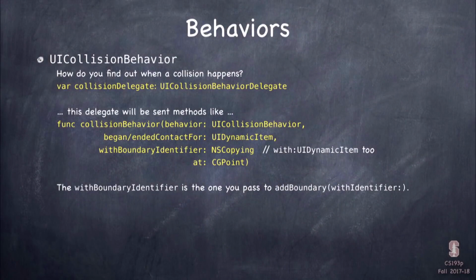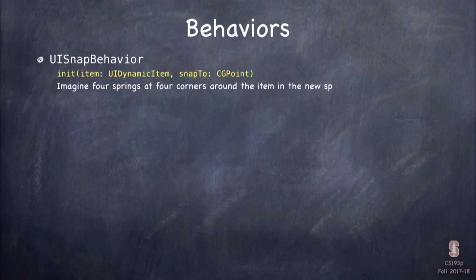So if you set something to be a collision delegate, you'll get methods like collision behavior began contact for some dynamic item with a boundary and an identifier with a name. By the way, notice the boundary identifiers are of type NSCopying. That's a really weird old Objective-C thing. That just means they're either an NSNumber or an NSString. And so you can use as to turn them into a string or a double or an int, because we know that NSNumber and NSString can be automatically cast to their Swift counterparts. Okay? So collisions are cool.